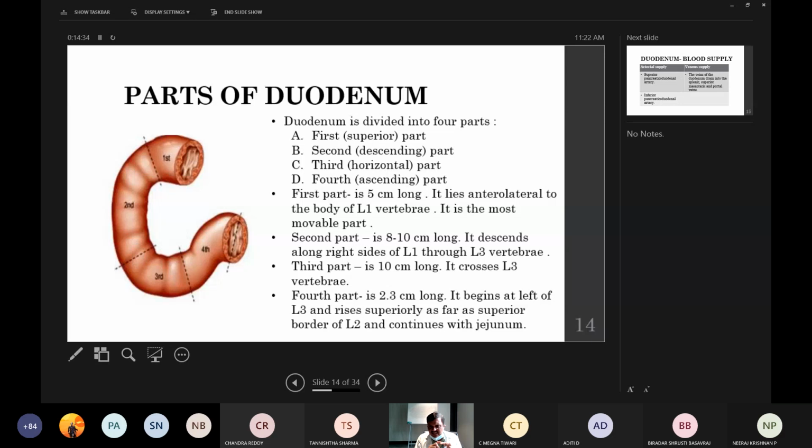The third part is 10 centimeters long. It crosses the L3 vertebra. It traverses along the L3 vertebra. That is called the horizontal part, or third part. The fourth part is 2.5 centimeters long. It begins at the left of the lumbar vertebra and rises superiorly as far as the superior border of L2. So the fourth part starts from L3. It ascends upwards up to the lower part of the L2 vertebra and continues with the jejunum.